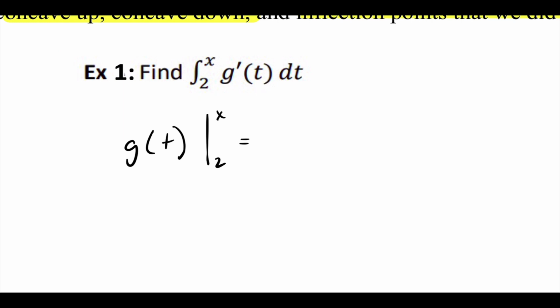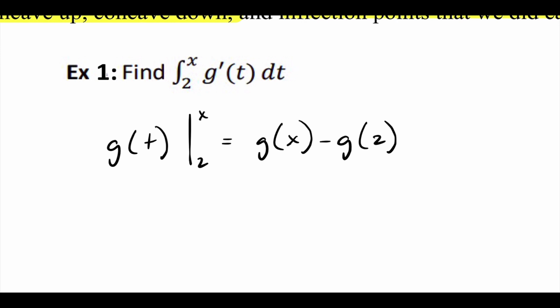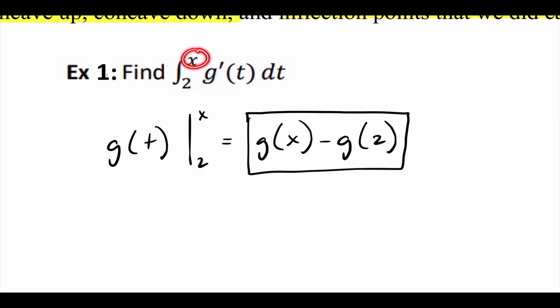Now we have to evaluate it using the first part of the fundamental theorem. So we're going to plug in x and we're going to plug in 2. That's as far as I can go because they don't tell me what g is. So part of the fundamental theorem is plugging in things that aren't numbers. We can do that. You plug it in just like you do a normal number.